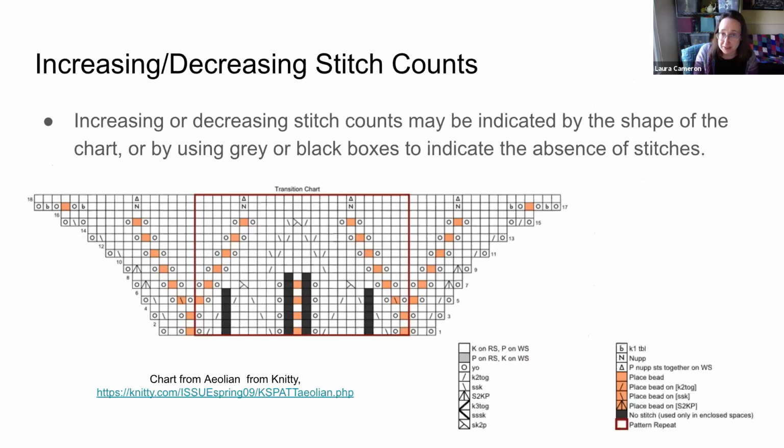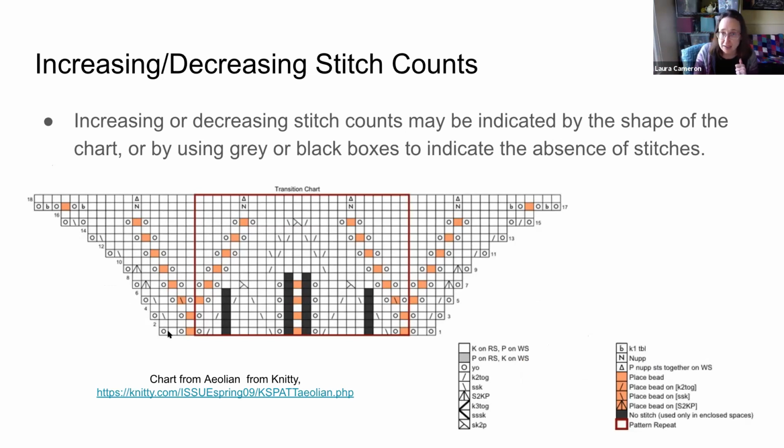So we've interpreted the symbols. Let's talk about increasing and decreasing stitch counts. Increasing and decreasing stitch counts may be indicated by the shaping of the chart. That is, this is a lace shawl, and you can see that it is growing outwards. In some cases you're adding, you can see with the yarn overs and the boxes, 1 extra stitch on each side of the row. And in some cases you're knitting 2 and 3 stitches on each side of the row. I know this one looks complicated, but I'm just using it to indicate shape.